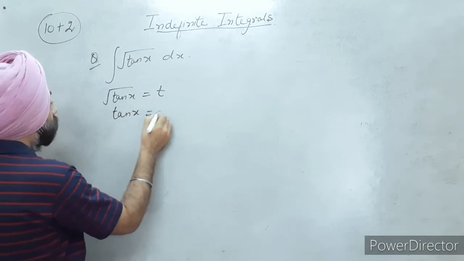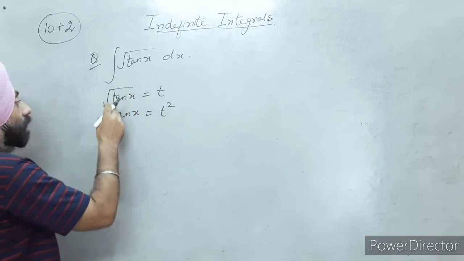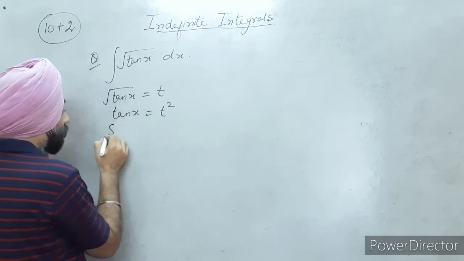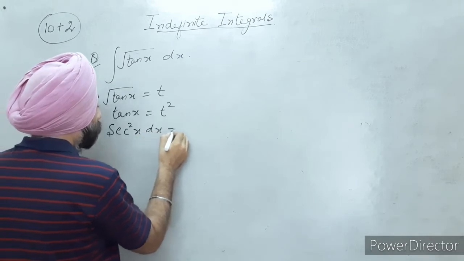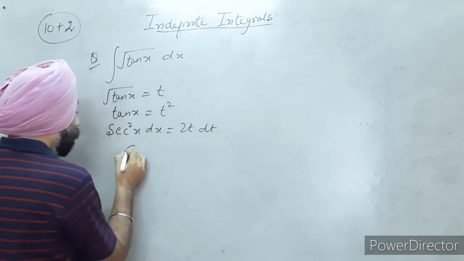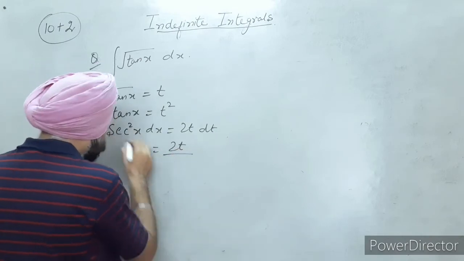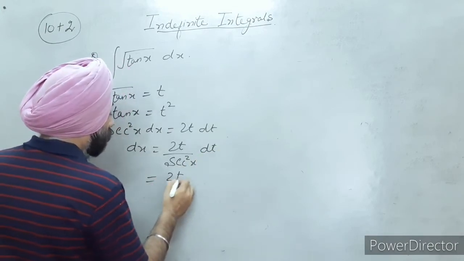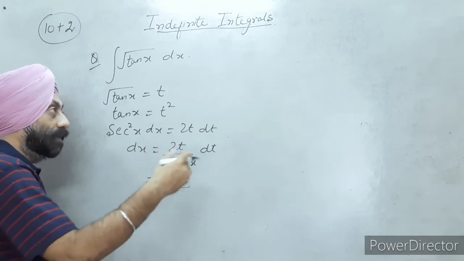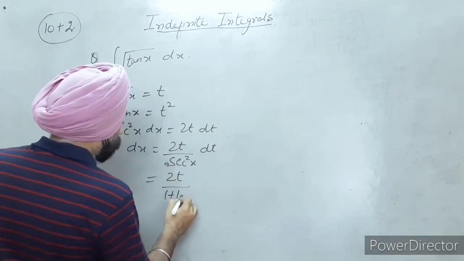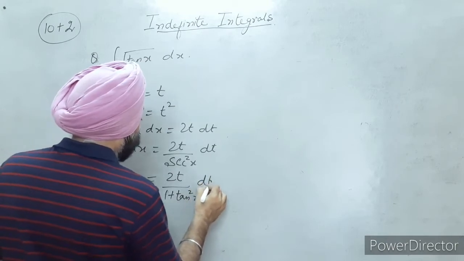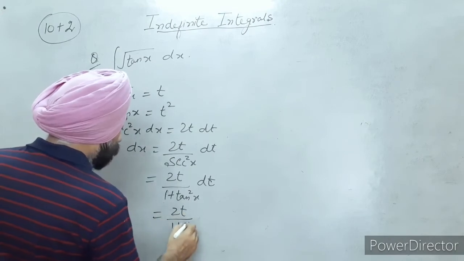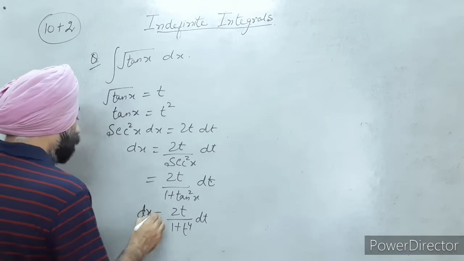I have substituted under root of tan x as t. So tan x is t square. What is the derivative of tan x? It's secant square x dx equals 2t dt, or dx is 2t upon secant square x dt. Now secant square x can be written as 1 plus tan square x. What is tan x? Tan x is t square. So this becomes 2t upon 1 plus t to the power 4 dt. This is the value of dx.